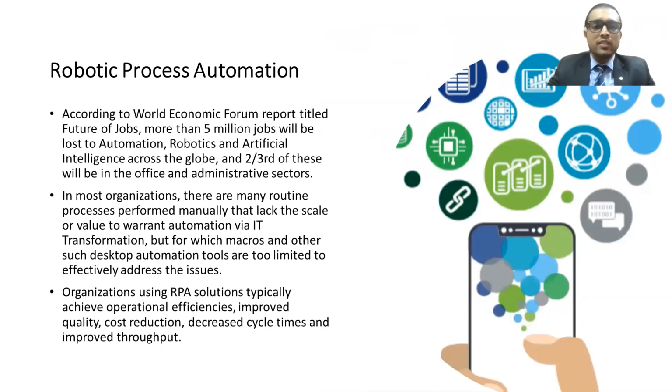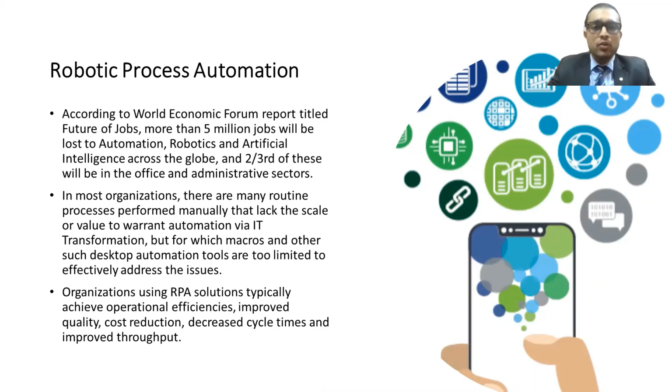The third way to tackle these disruptions is to move towards robotic process automation. According to the World Economic Forum report titled Future of Jobs, more than 5 million jobs will be lost to automation, robotics, and artificial intelligence across the globe, and two-thirds of these will be in the office and administrative sector. In most organizations, there are many routine processes performed manually that lack the scale or value to warrant automation via IT transformation, but for which macros and other such desktop automation tools are too limited to effectively address the issues.